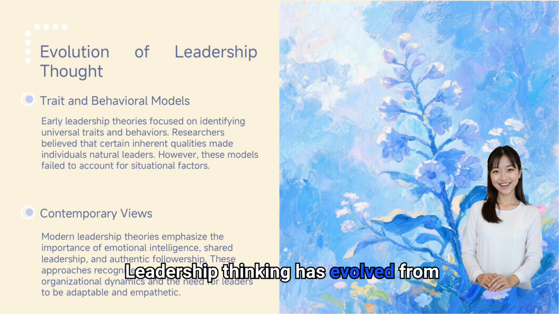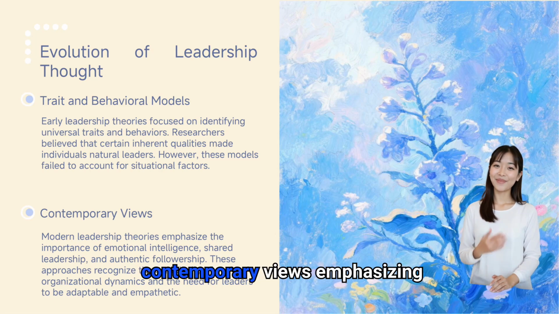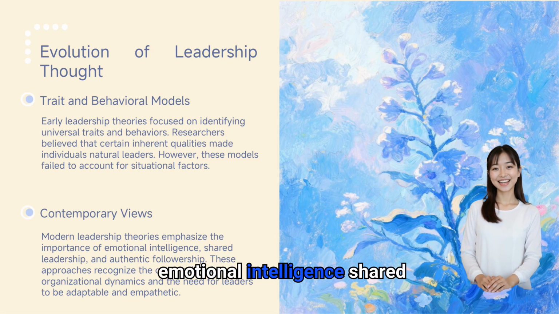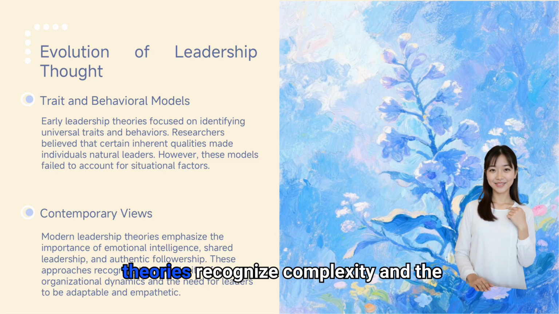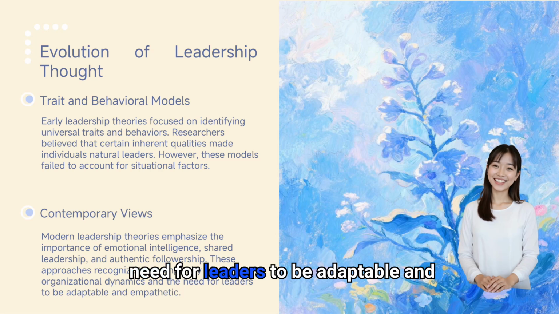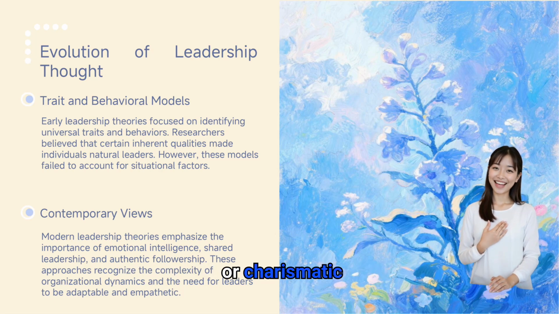Leadership thinking has evolved from trait and behavioral models that searched for fixed leader qualities to contemporary views emphasizing emotional intelligence, shared leadership, and authenticity. Today's theories recognize complexity and the need for leaders to be adaptable and empathetic rather than simply directive or charismatic.